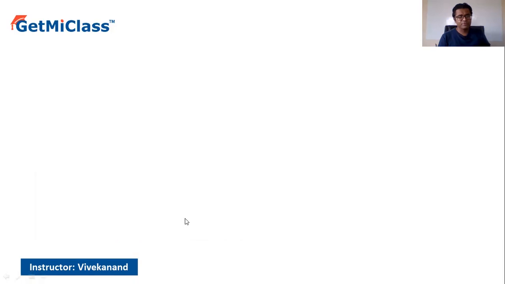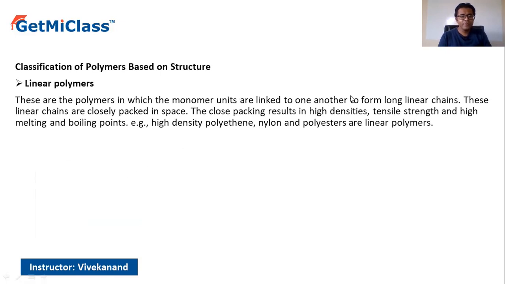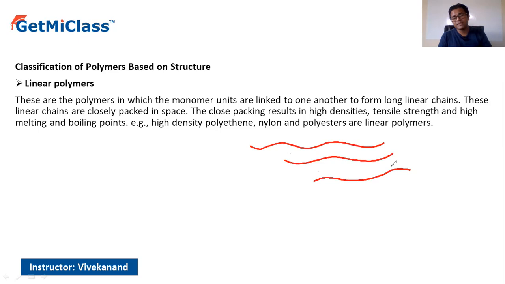Okay, nylon and Teflon. Well, when we observe classification on the basis of structure, as I said, we have three categories. The first category was the linear polymers. Now we need to discuss these. These linear polymers are nothing more than chain-like structures. The characteristic of these chain-like structures is that there is no branching, right?